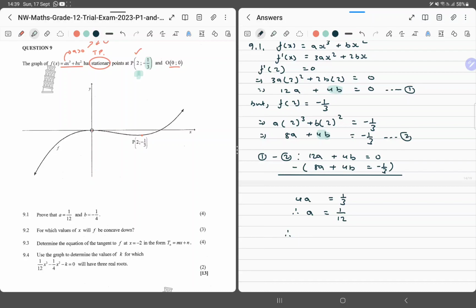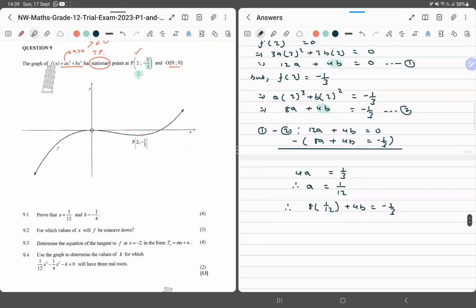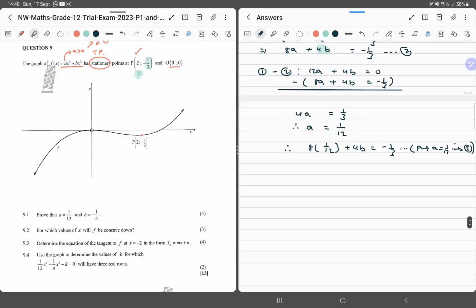Therefore, we can just substitute the a value into any one of the equations we choose. So we know that therefore 8 into 1 over 12 plus 4b is minus 1/3. Okay, you're putting the a value into 1. So you can just say put a equals 1 over 12 into 2. That's if someone is asking questions, because some people like to ask questions too much. Sometimes it's obvious, you know.